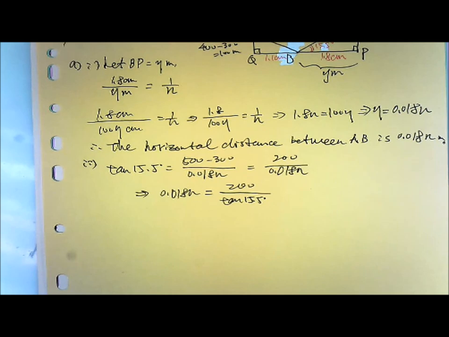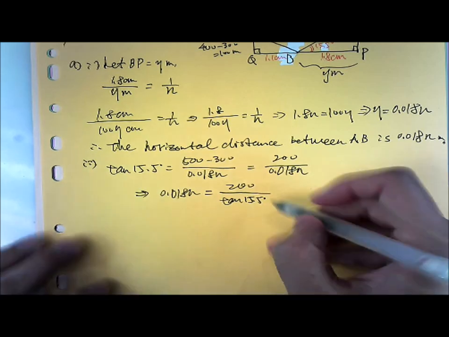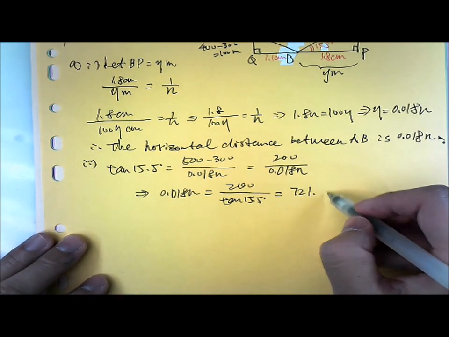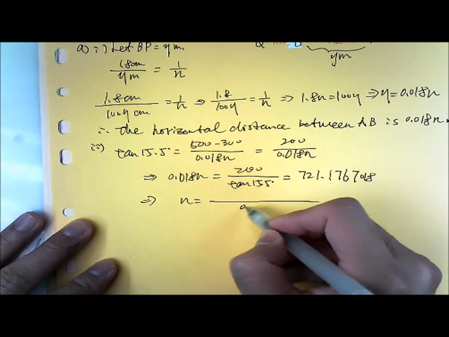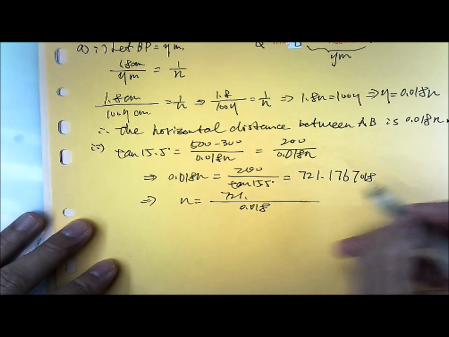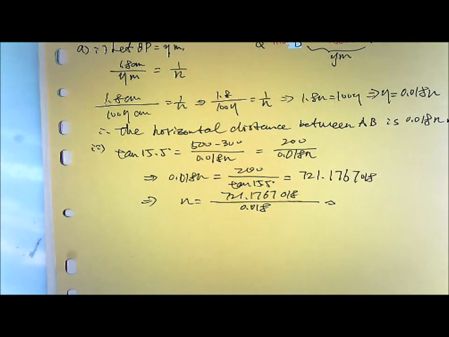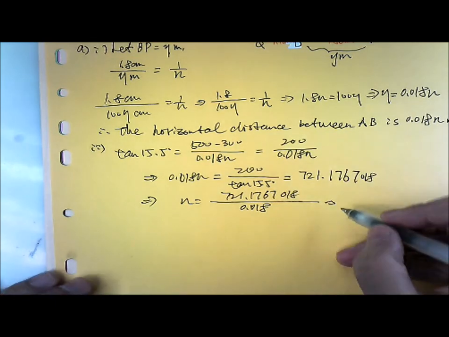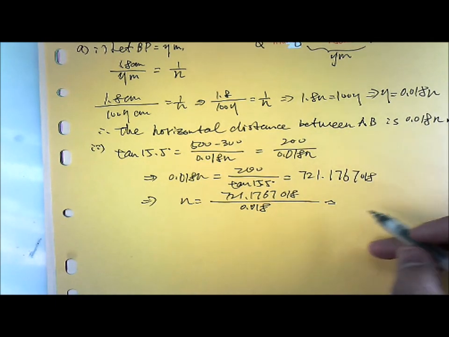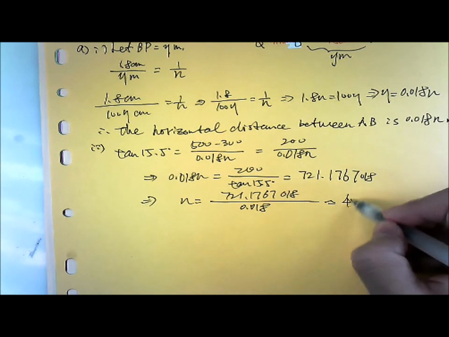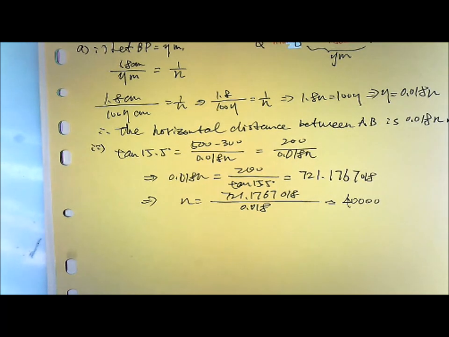Understand? Go to your calculator first. You got an ugly number, so make it longer, and then you have to calculate n. Use your calculator again. Correct to the nearest thousand, it should be 40,000. Understand? So actually you can find n.